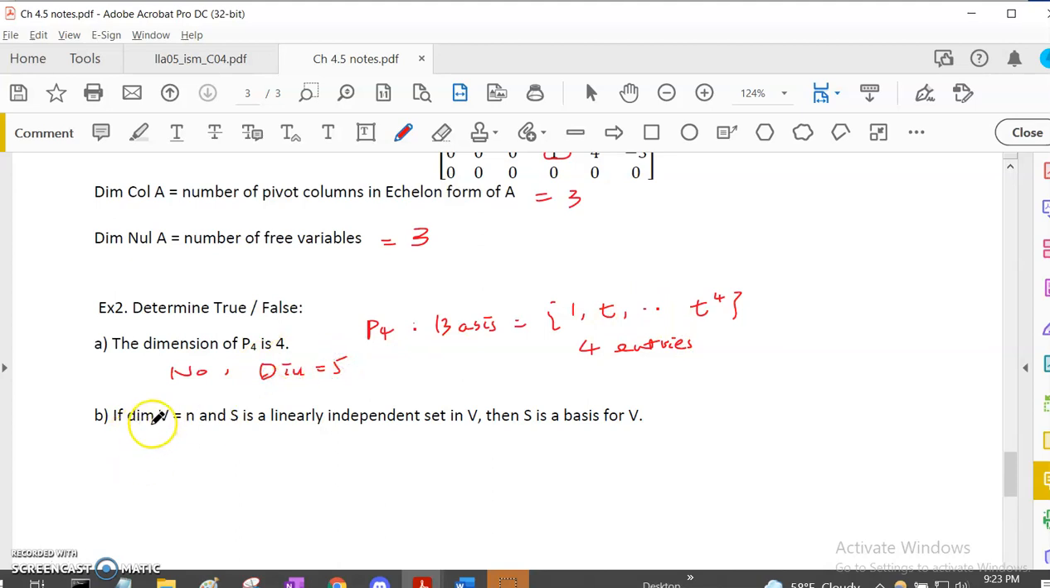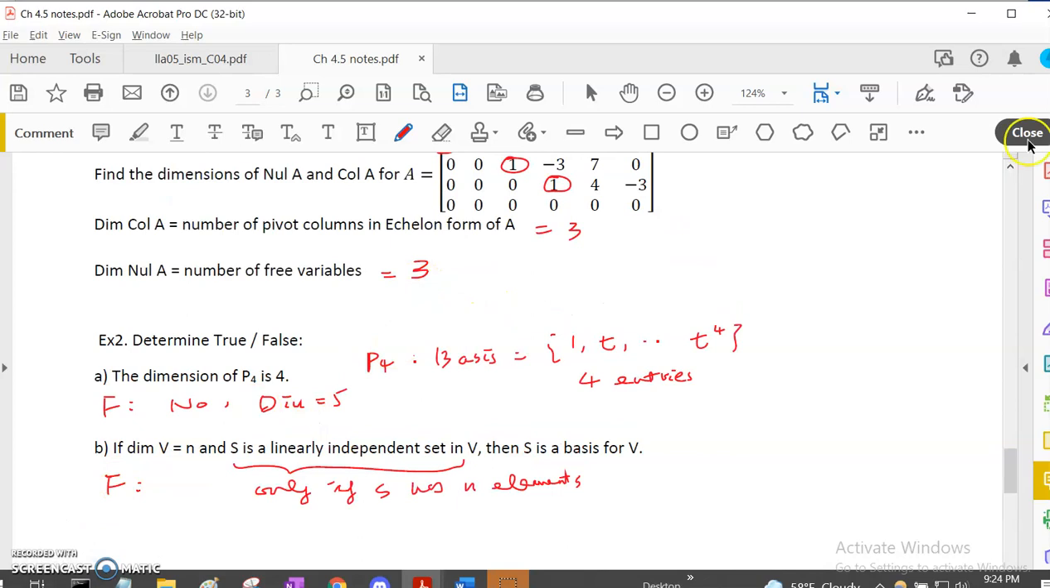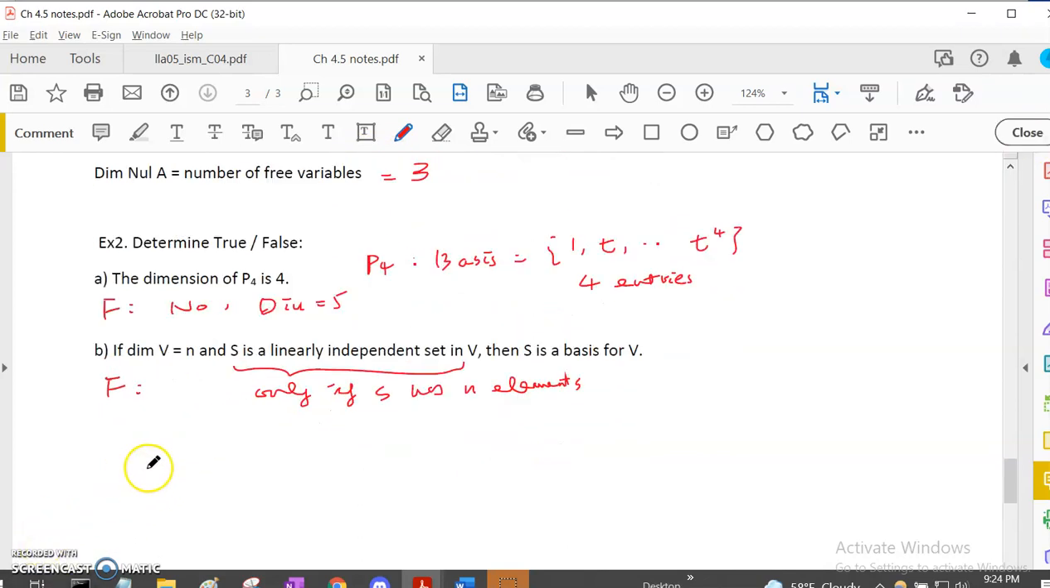It's not 4. Okay, so B: if the dimension of V is n, and S is a linearly independent set, then S is a basis for V. Is it? Well, it may be, but we don't know how many elements it has, right? It is a basis only if S has n elements. If you only have 2 elements, they are linearly independent, but it cannot be a basis, right? So false, because only if S has n elements. If S has fewer than n elements, although it's linearly independent, it may not be a basis. Okay, so that's all for 4.5.